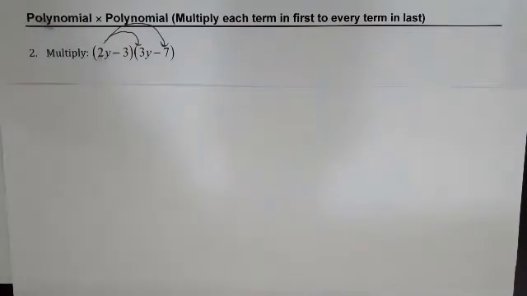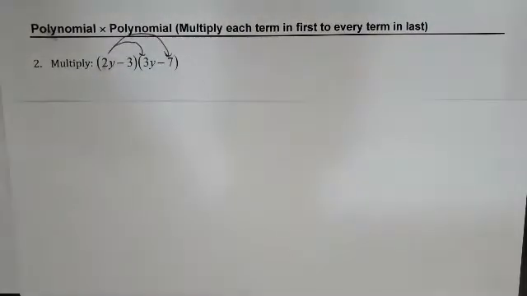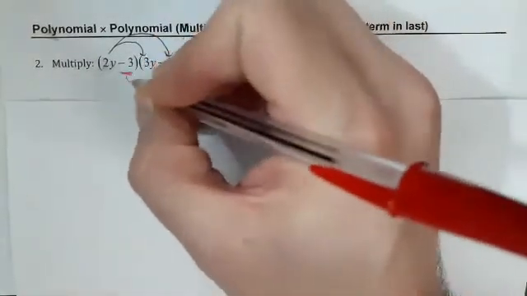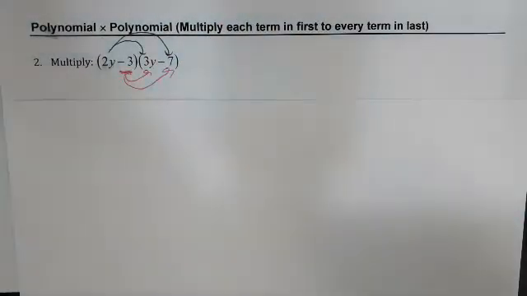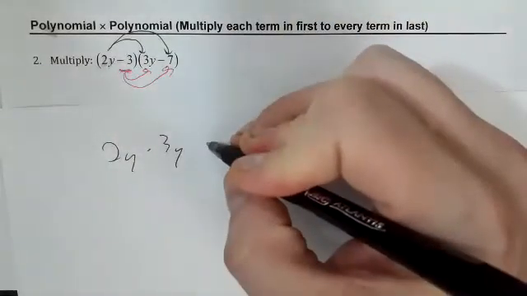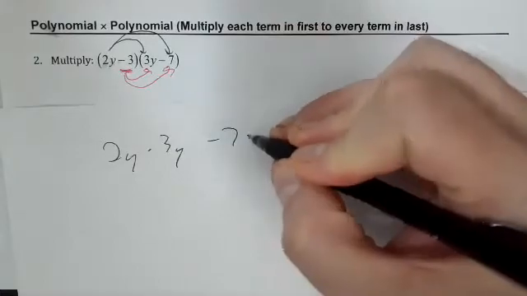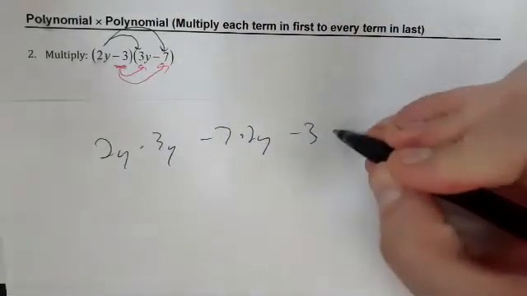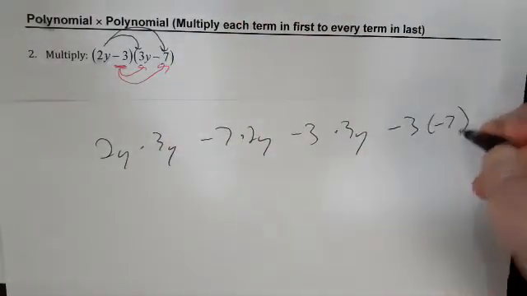This is the way that I sort of do these things. I will start with the first thing over here and multiply it through. Then I will take the next term, minus 3, and multiply this through to everything. So I have 2y times 3y. I have 2y times minus 7. I have minus 3 times 3y, and I have minus 3 times a minus 7.